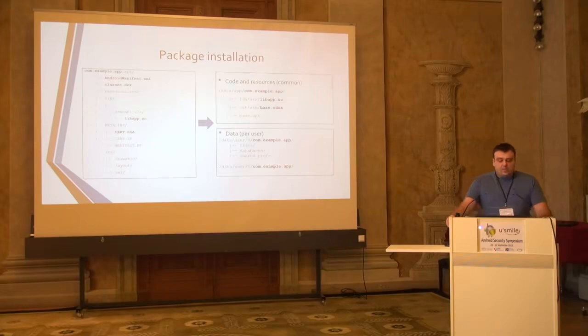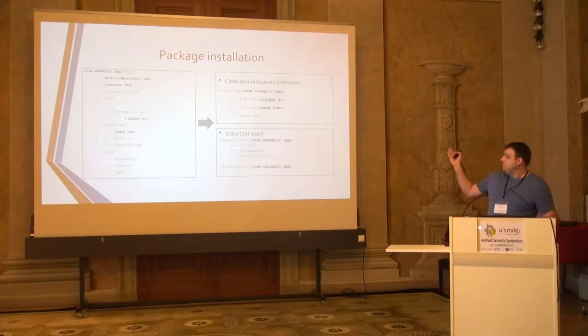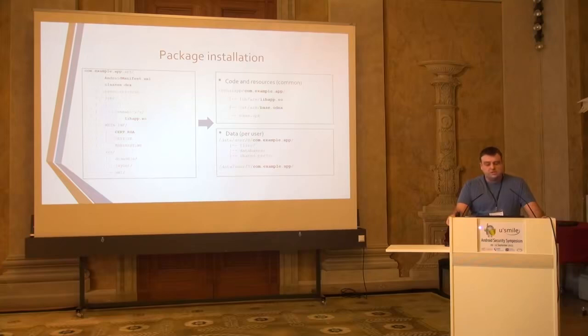So when a package is installed, it basically gets split into two parts: code and resources, and data. And the code and resources are common for all users. Where they are installed varies slightly by version. In the latest Android M preview 3, it goes into data/app/example.app, where example.app is the package name. Inside it, you have the native code.